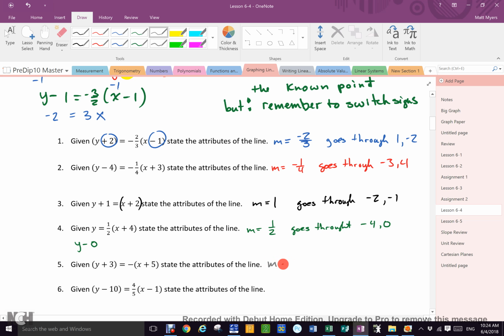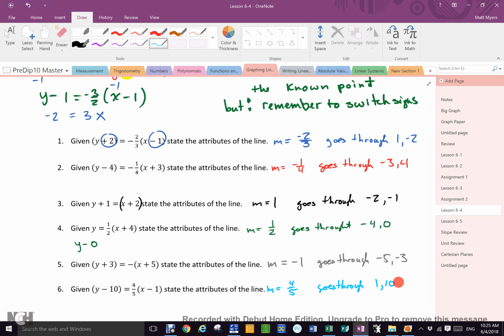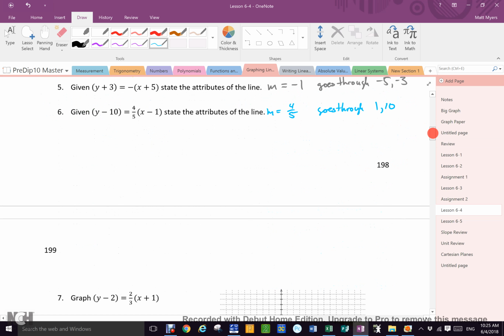What's the slope? -1. And what does it go through? -5, -3. Whoo, doggy! And finally, back to a nice easy one to finish us off. What's the slope? And goes through what? 1/10. Everybody cool with just looking at it? Great. Let us apply that knowledge.